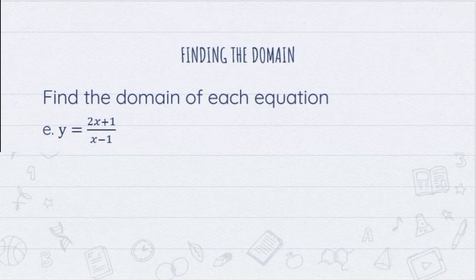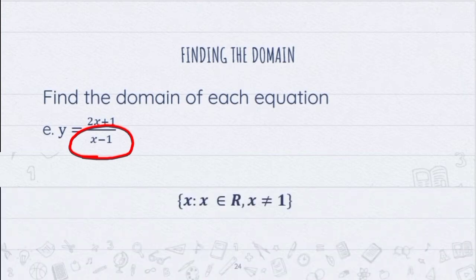We are now on letter E. This is a rational function. A rational function is in fraction form where our numerator and denominator are polynomials. The domain of our rational function are all values of x except those values which will make our denominator 0. Remember, a fraction with a denominator of 0 is undefined. Let us now focus on our denominator. What value of x here will make our denominator 0? You're right, it's 1. Therefore, our domain here are all real numbers except 1.